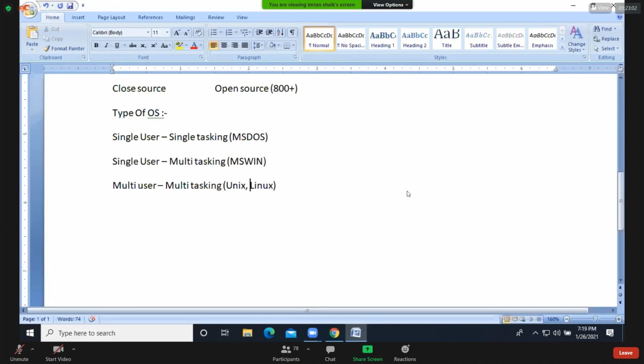You can log in at the same time. First of all, we need to log in to one user. After login, you can switch. You can log in to multiple user accounts. I'll show you practically. Anwar Ali, don't worry. All your doubts are going to get cleared.